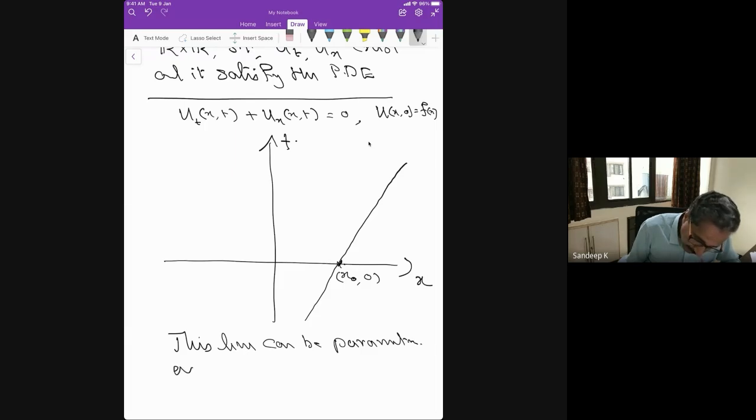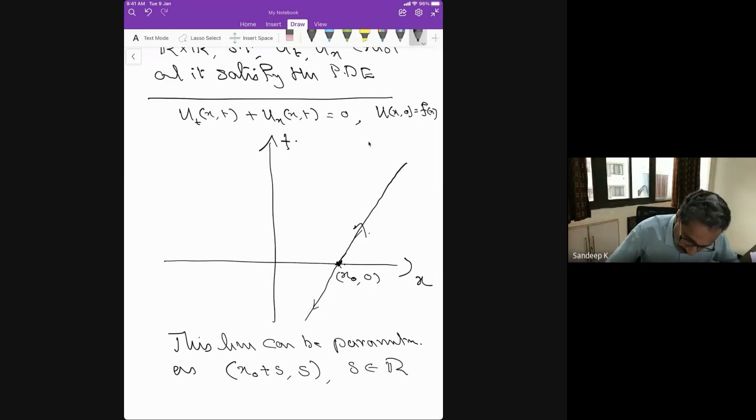It can be parameterized as, say I take a variable s, I can write it as the coordinate is going to be (x naught plus s, s), where s is in R. So you can see that when s is equal to 0, it is the point (x naught, 0), and as s becomes positive, it travels in this line, and when s is negative, it goes in this direction. So that is the parameterized form of this line which is passing through this.